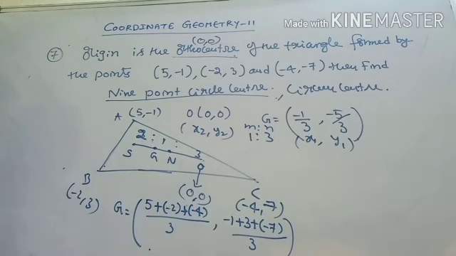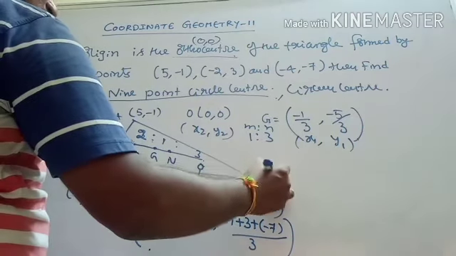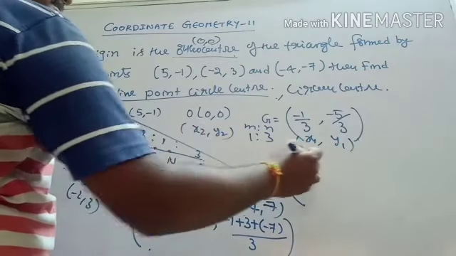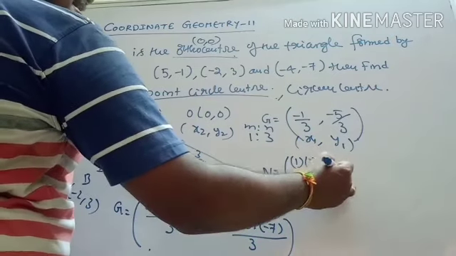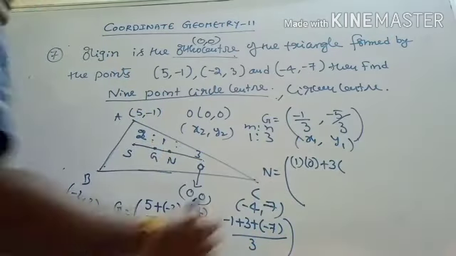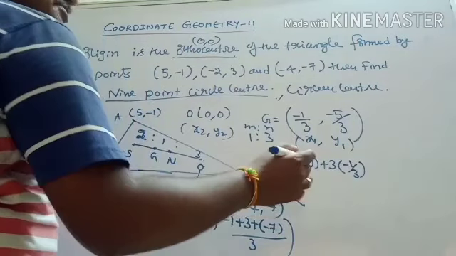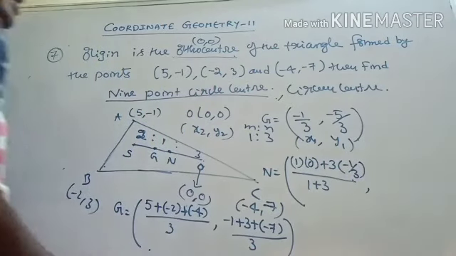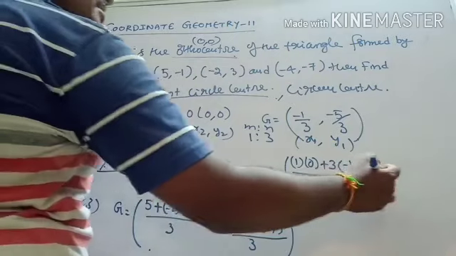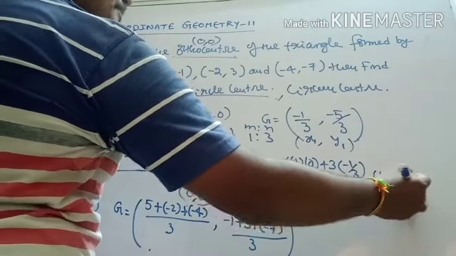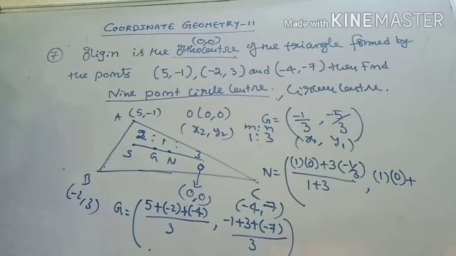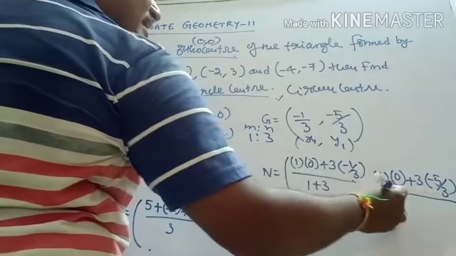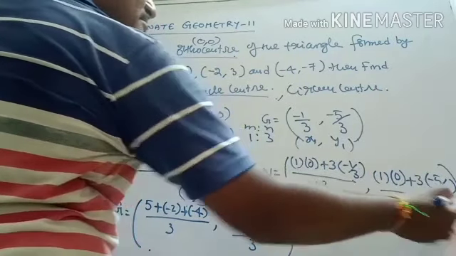Now everything is ready. Now we will get the 9-point circle center as mx2, m is 1, x2 is here 0, mx2 plus nx1, n is 3 into x1, x1 is minus 1 by 3, divided by m plus n, that is 1 plus 3, comma, right, my2, m is here 1, y2 is 0, plus my2 plus ny1, n is 3 into y1, minus 5 by 3, divided by m plus n, like this, right?